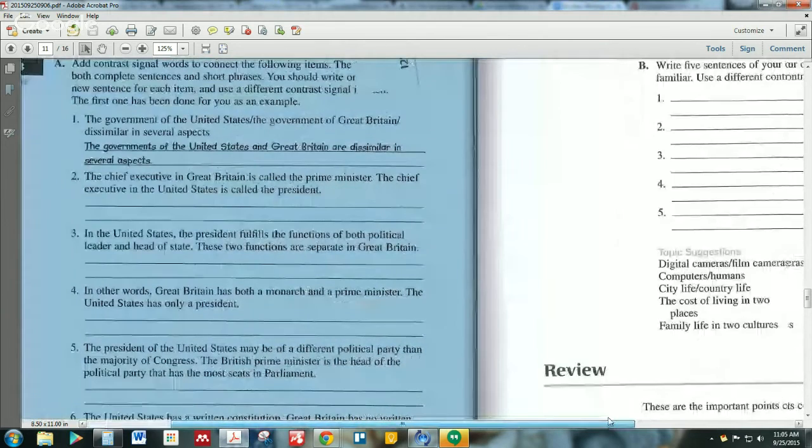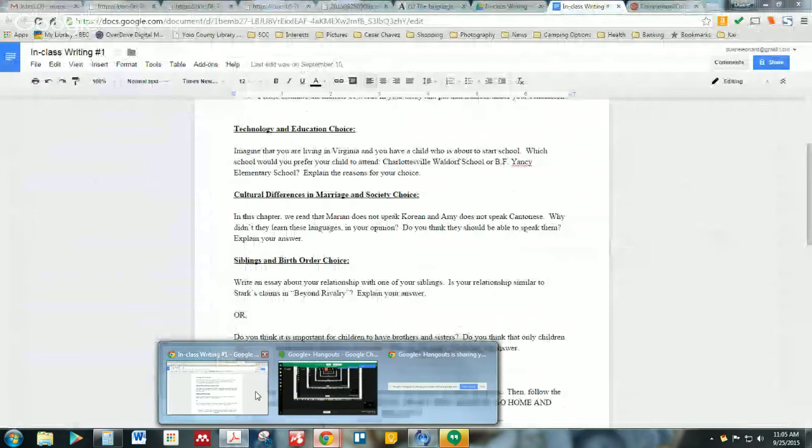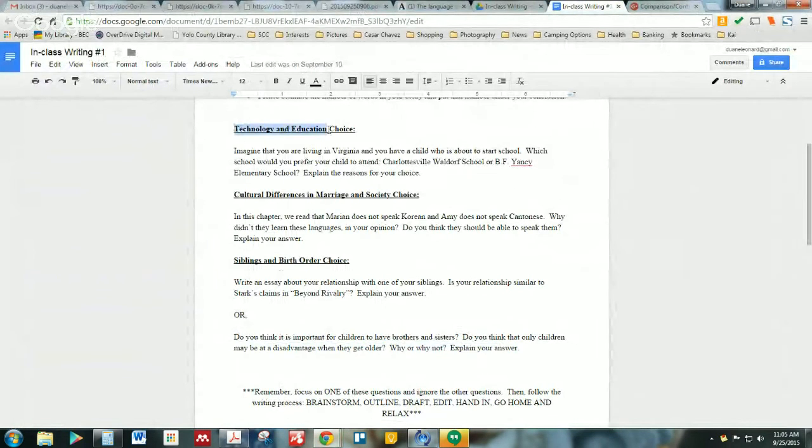And again, part B, write 5 sentences of your own contrasting 2 things with which you're familiar. I would suggest that you use these contrast words again for either the technology and education choice question or the sibling and birth order choice question, whichever one you did.